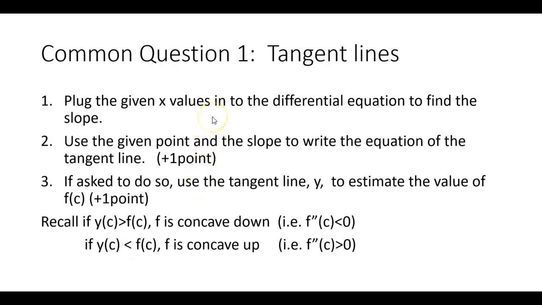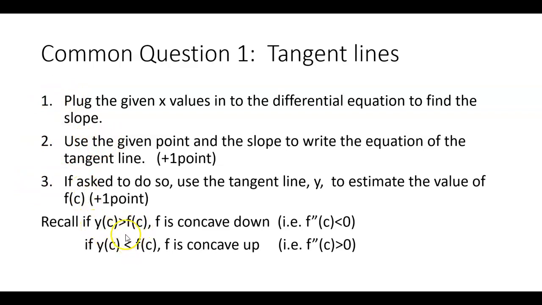So here's common question number 1, the tangent line question. So here's the steps for it, and then we're going to do an example. So basically, you're going to plug the given x values into the differential equation to find the slope. And once you have that, you're going to plug a point and the slope in to write the tangent line. Then once you do that, you can use your tangent line to make a linear approximation. So we're going to do these 3 things. I might be talking over your head right now, like, what the heck is he saying? But basically, we're just going to find the tangent line and then use it to make an estimation of the function.